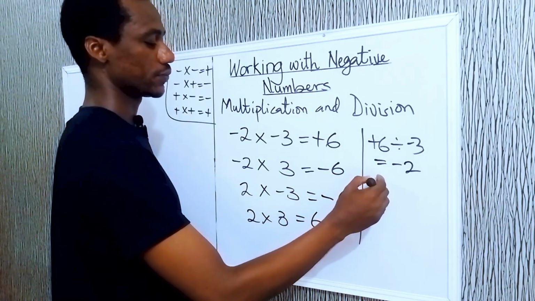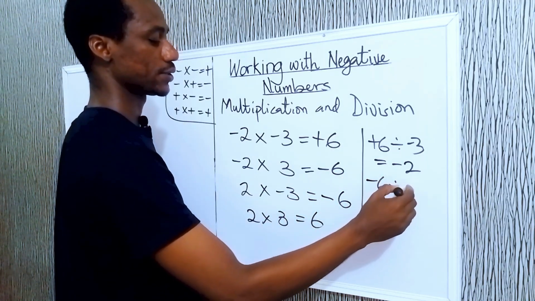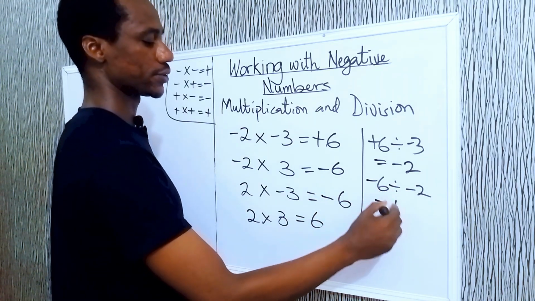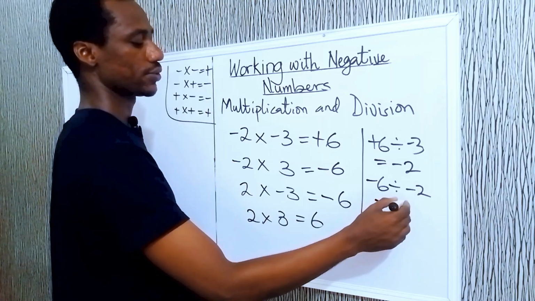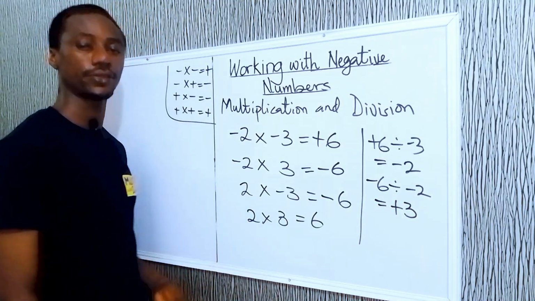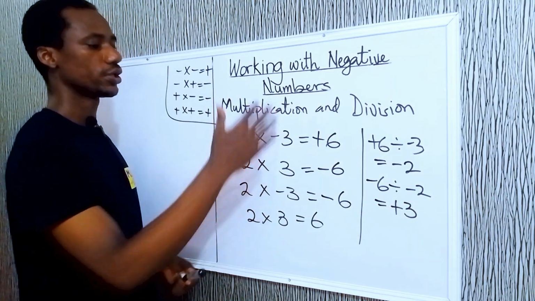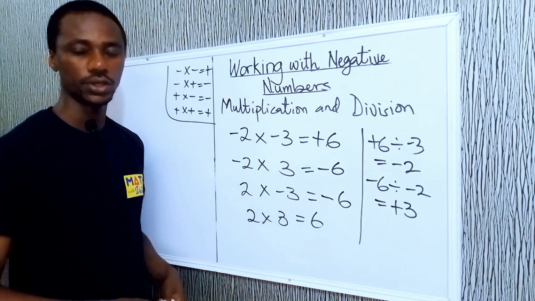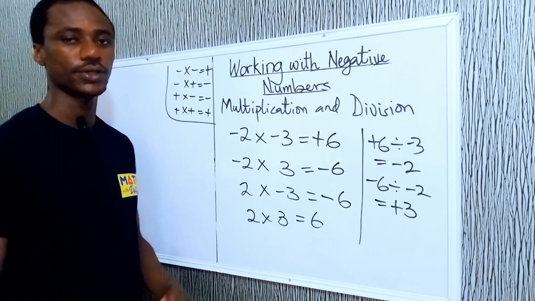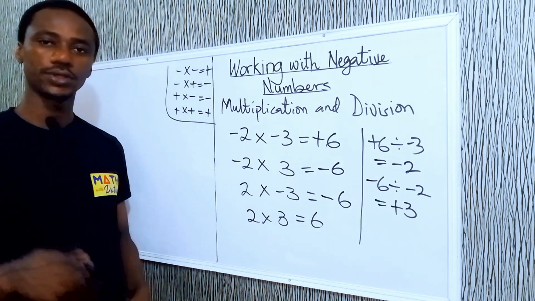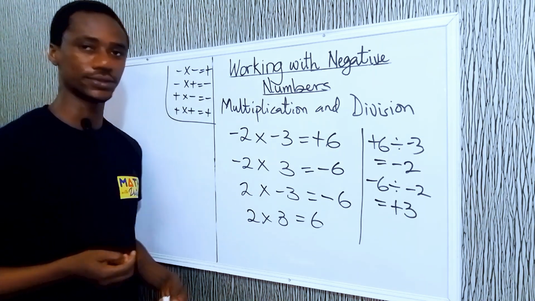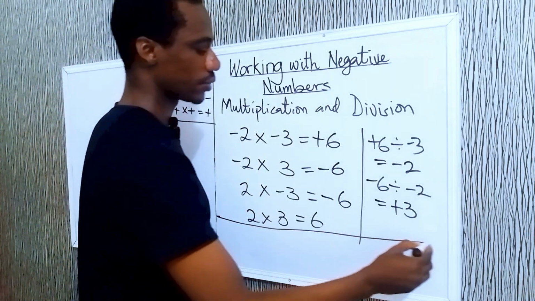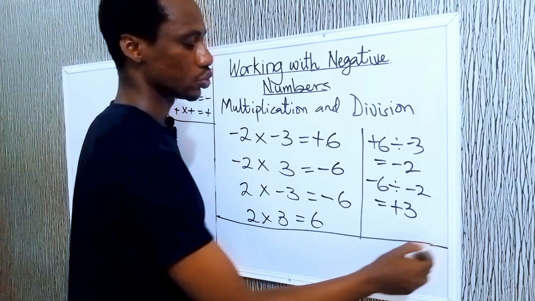All right. What if we have negative 6 divided by negative 2? All right. Negative divide negative is positive, and then 6 divided by 2 is 3. Okay, so as you have it for multiplication, so also it is for division. Minus times minus is plus, and then minus times plus will always be minus, and minus times minus, plus times minus is also minus.